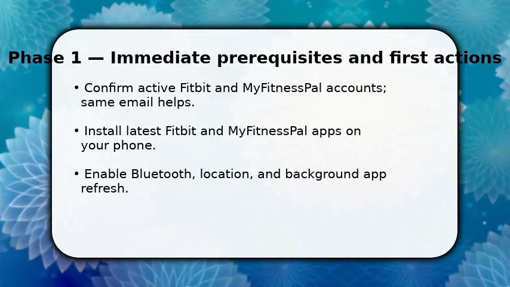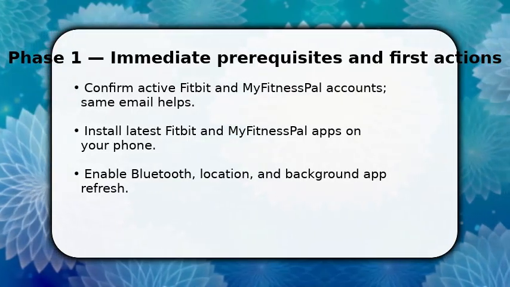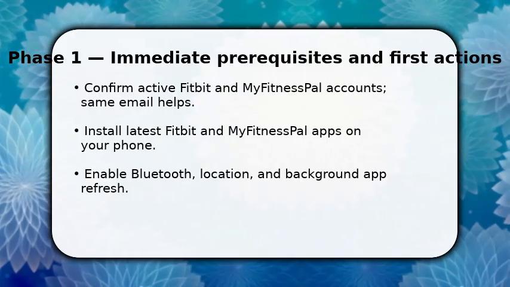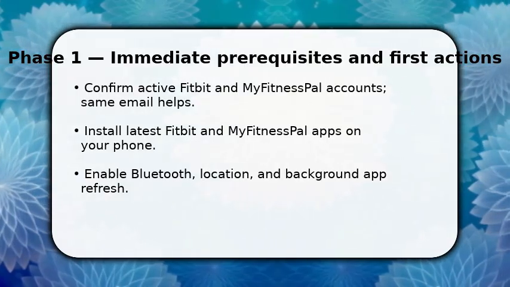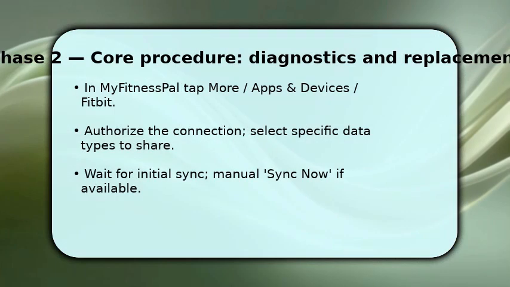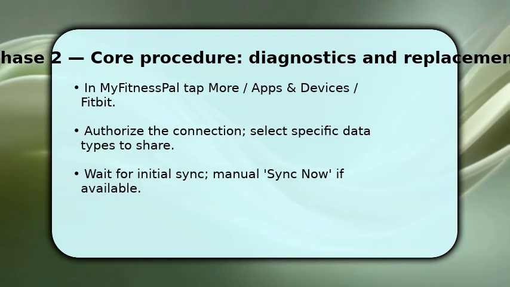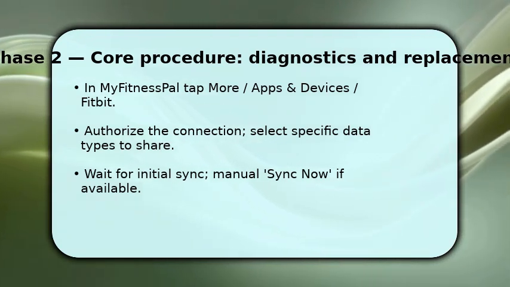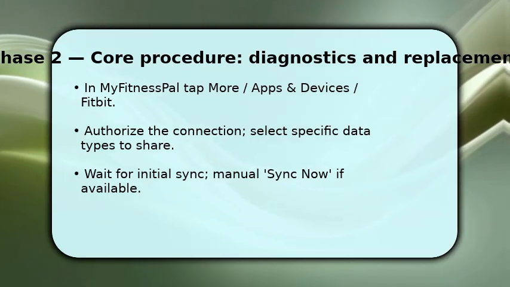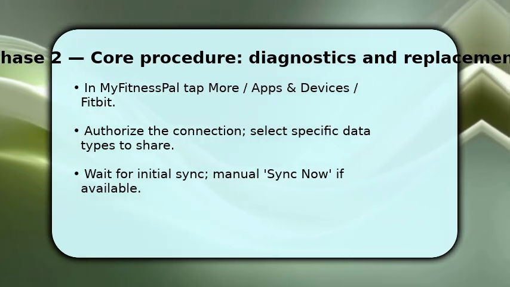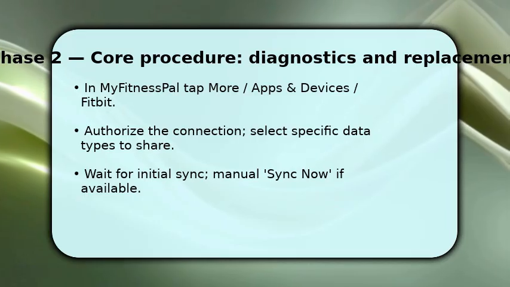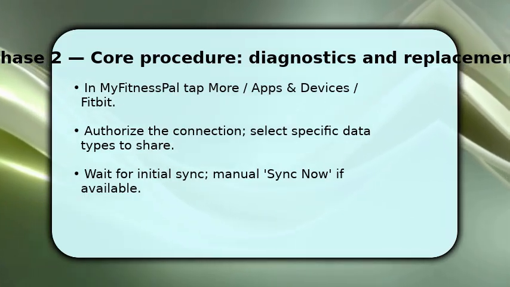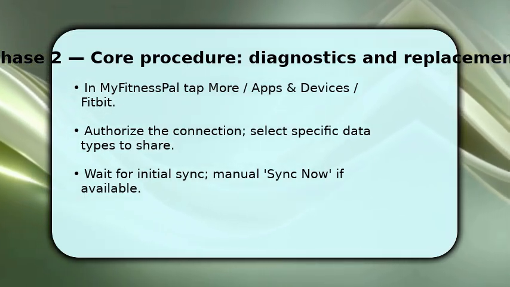If you haven't linked any third-party apps before, the permission dialogues establish what metrics, like steps and calories, can transfer. Now you perform the actual link inside MyFitnessPal. Go to More, choose Apps and Devices, and find Fitbit. Tap Connect and follow the authorization flow. This is where you allow steps, exercise, and food calorie adjustments to pass between apps.